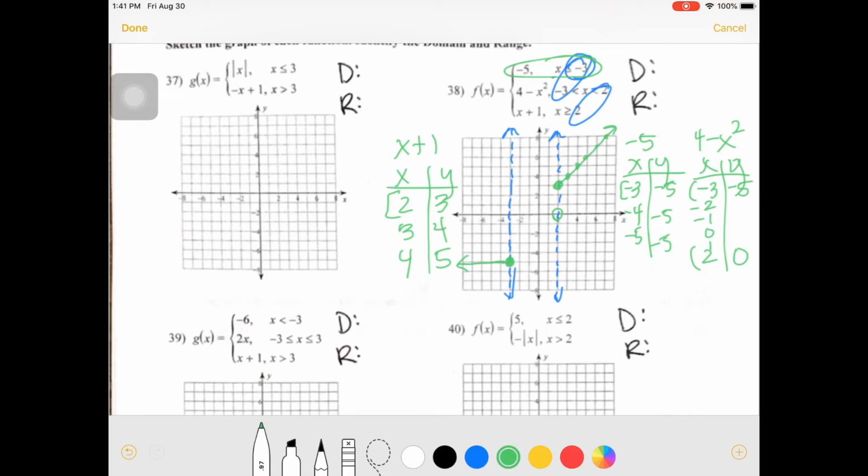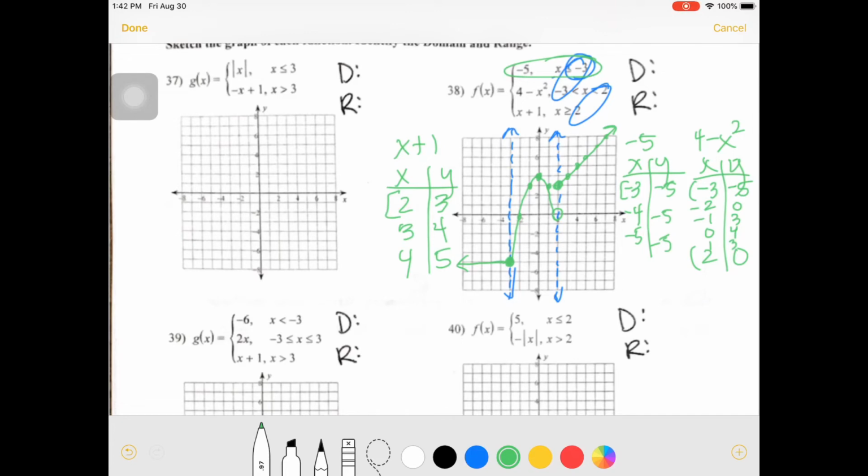When I plug in -2, 4 minus -2 squared is still 0. So that gives me another point. 4 minus -1 squared is 3. 4 minus 0 squared is 4. And then 4 minus 1 squared is 3. So that did now give me enough points to draw in my parabola.